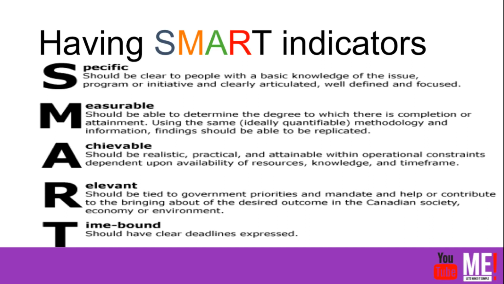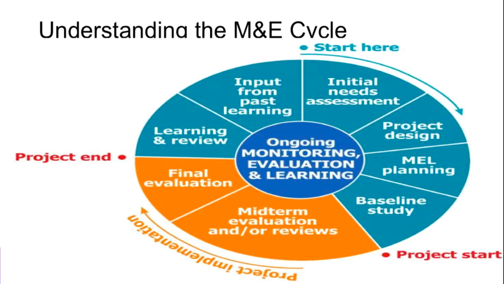Let me give you an example. Imagine you have an indicator, reduce poverty. That is achievable. But if you say reduce poverty by 100% in 6 months, that is not achievable. So that indicator is relevant, but is it achievable? It's not. It is important to critically look at what you are doing. So, understanding the M&E cycle.